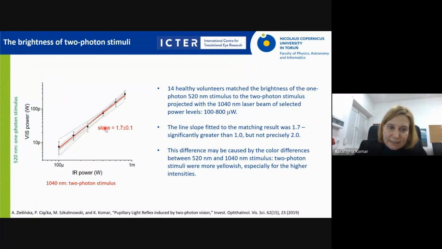This is not exactly 2. However, it is very close to it. And why it is not exactly 2, we are not very sure. However, we think that it may be connected to the fact that the color of 1040 was not exactly the same as 520. As I said to you at the beginning, it is more yellow. So maybe it will change the matching, the brightness, a little bit.